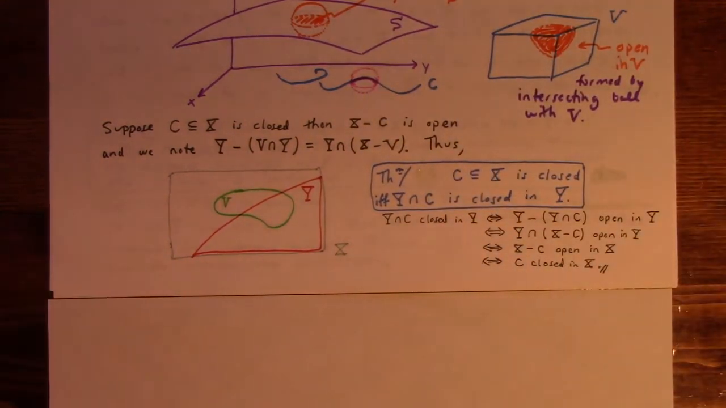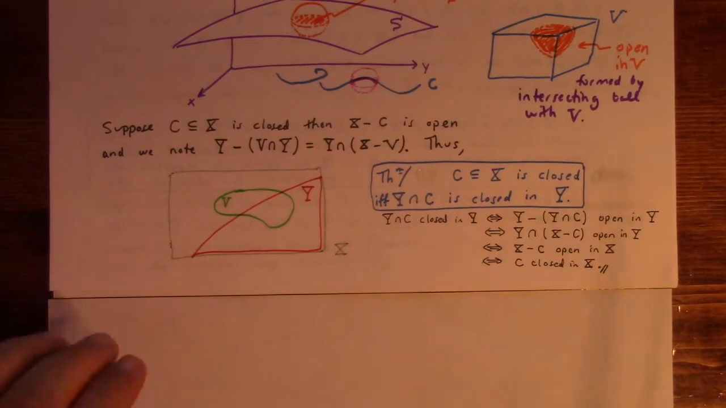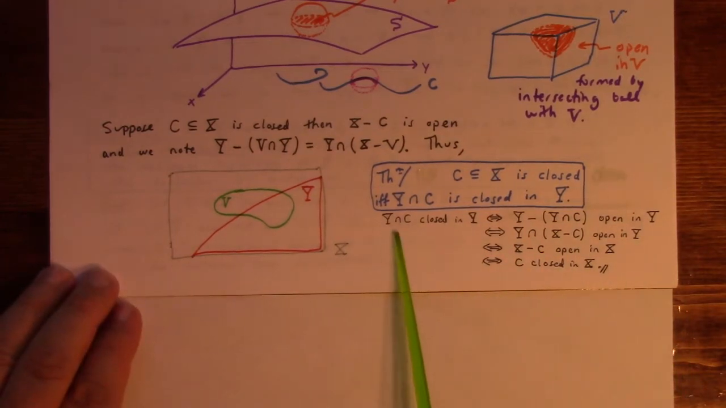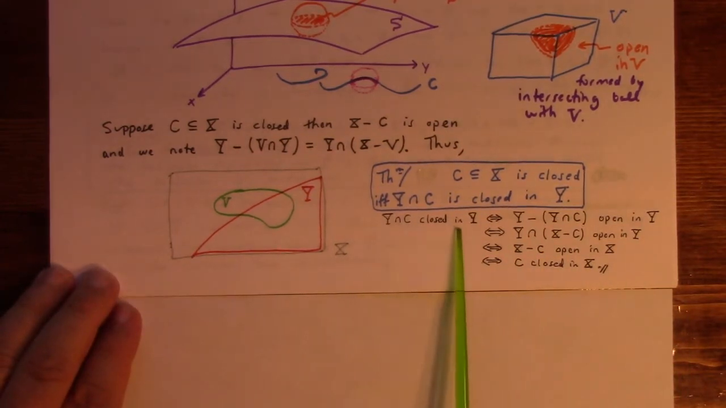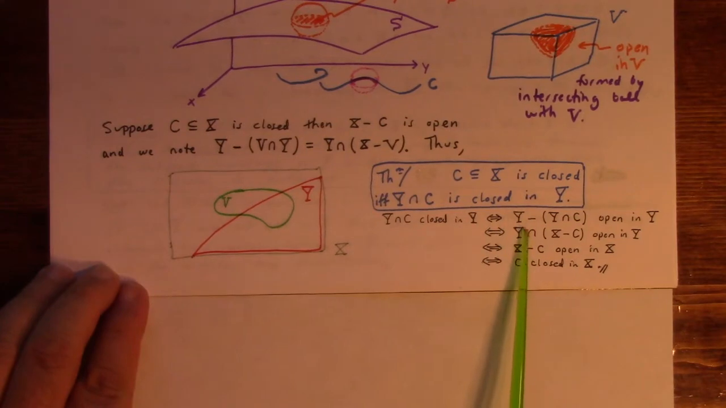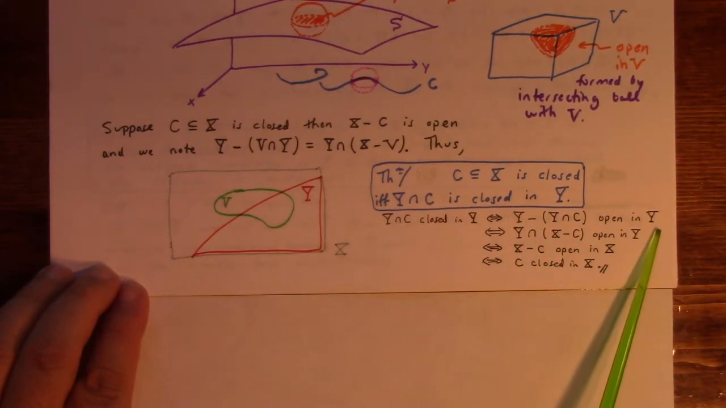So C, a subset of X, is closed if and only if Y intersect C is closed in Y. And here's the proof of that. If the intersection of Y with C is closed in Y, that means that the complement of Y intersect C is open in Y. But what does that mean?